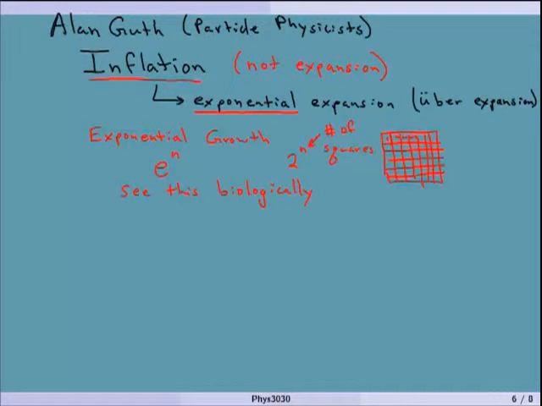And population growth in a lot of countries is actually exponential. I recommend you look at some of the videos on exponential growth. But what I want to talk about is that this exponential growth can actually help with the problems that we were seeing, the flatness problem and the horizon problem.